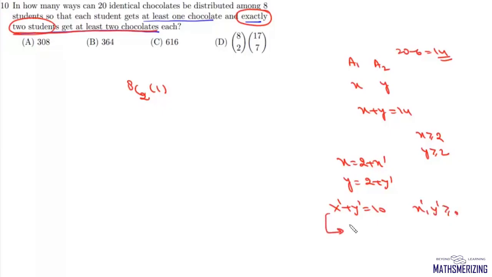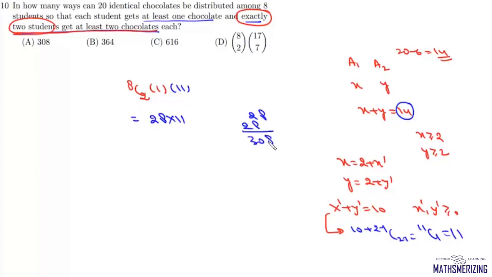So what we need is the number of non-negative integral solutions of this equation. The number of non-negative integral solutions is given by (n plus r minus 1)C(r minus 1), and that will be 11C1, which is simply 11. So the remaining 14 chocolates can be distributed among the selected 2 students in 11 ways. So the answer to this question is 8C2 into 11. Now 8C2 is 28, into 11. So it'll be 28 and 280, which is 308, and that's your option A.